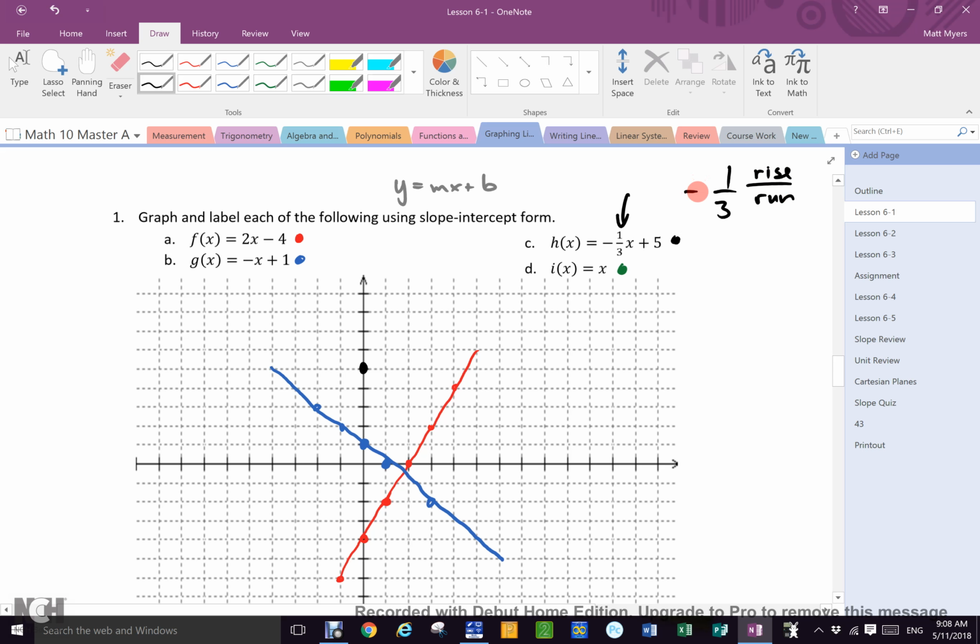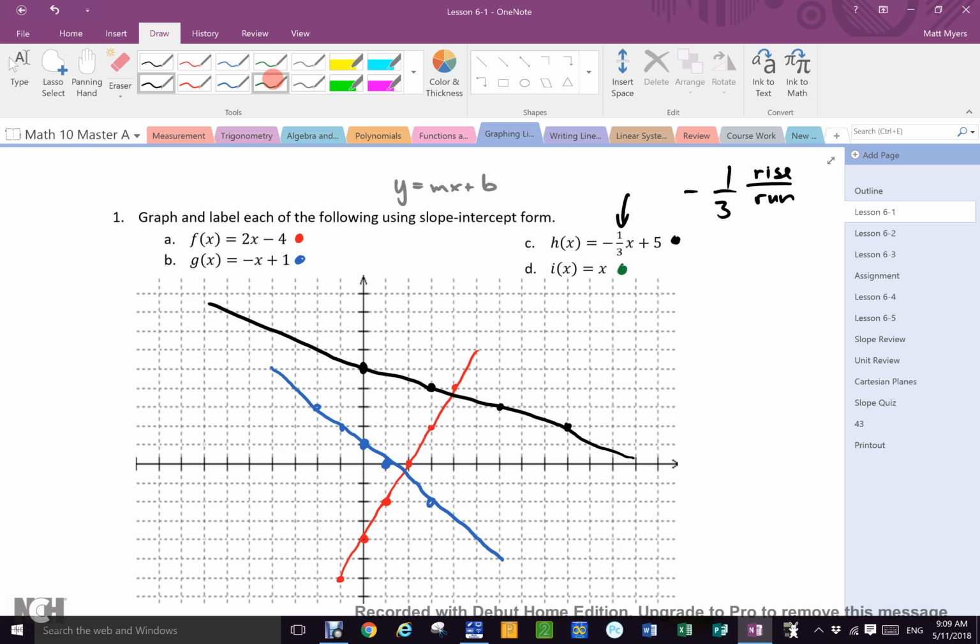So how do I do a negative rise from there? I go down 1. How do I do a positive run? Positive? Right. 1, 2, 3. And how long will that continue? Forever. So I go down 1 and over 3. Down 1 and over 3. And what do I get? This line. Is everybody good?